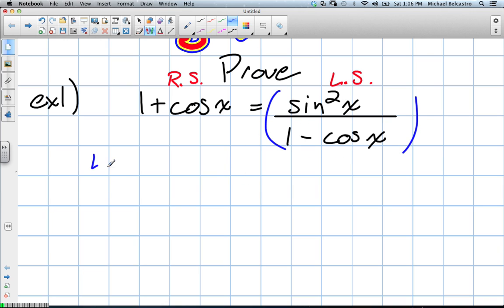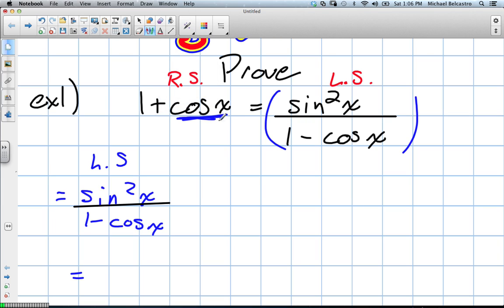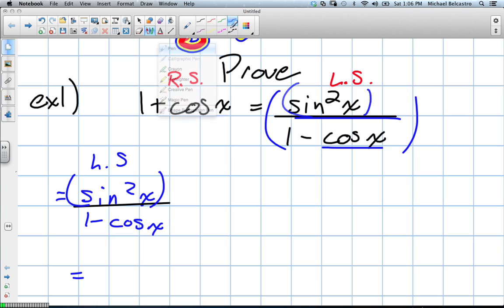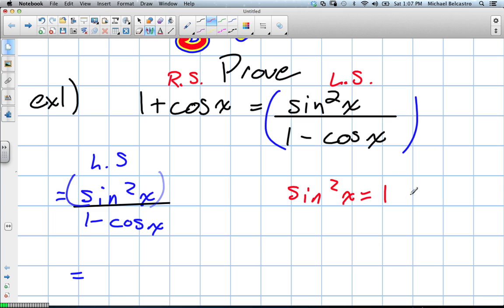And our left side is equal to sine squared x divided by 1 minus cos x, right? Now you remember the rule with sine squared x. What was it? 1 minus cos squared x. That's right. Since the right side of the equation is essentially just cos x, let's see if we can get rid of the sine x and be only working with cos x. So we can substitute, because we know this rule, that sine squared x is equal to 1 minus cos squared x. We're going to substitute that in for the sine squared x.